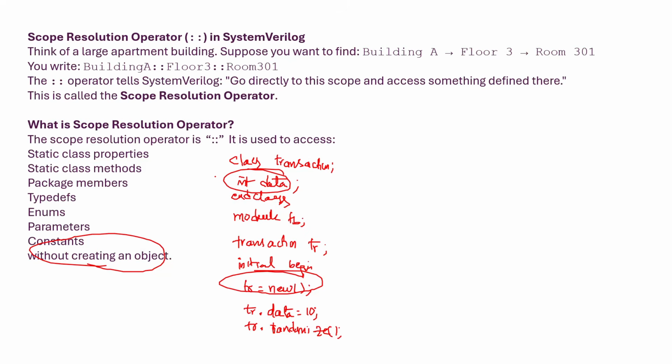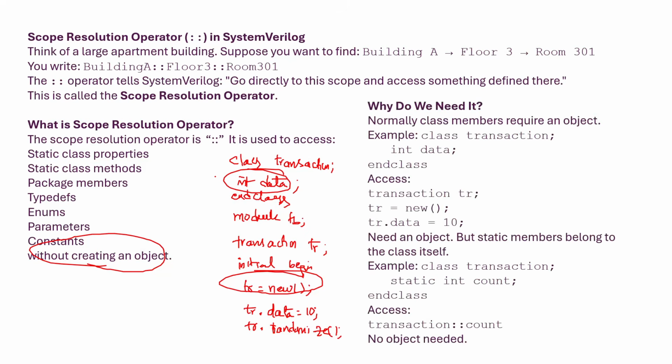That's what I'm telling you about the scope resolution operator. Why do we need it? Normally, I told you the class members require an object. So we need to create the object: the class transaction, then new, and then I give the data.